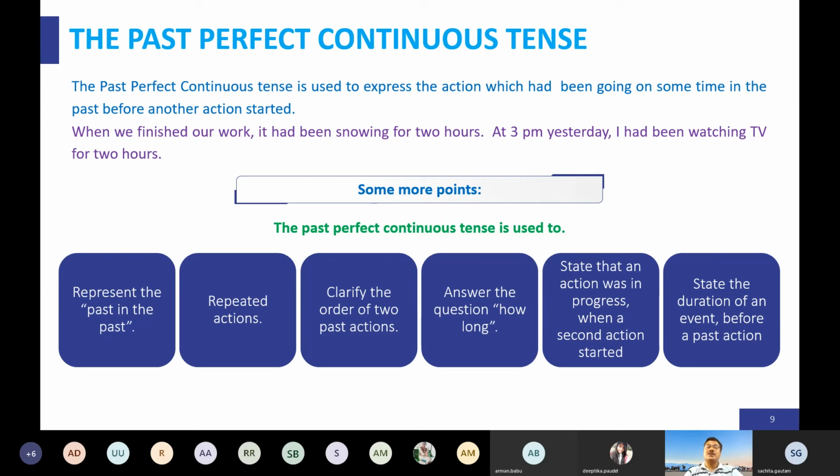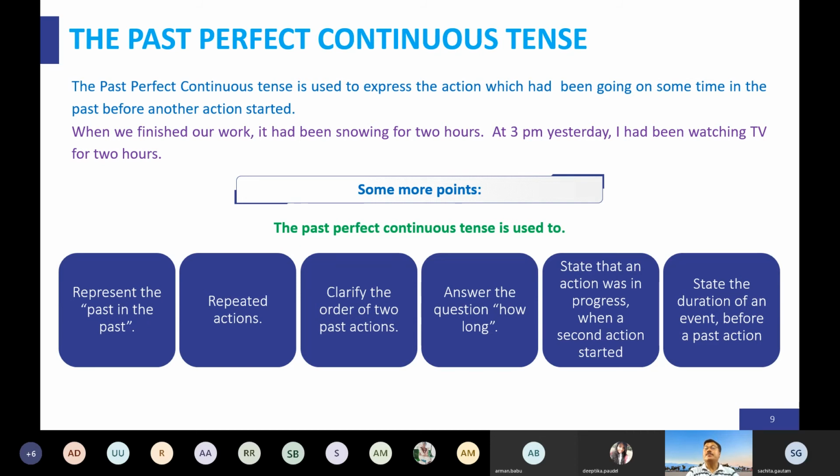To state that an action was in progress when a second action started. And to state the duration of an event before the past action, like I had been watching TV for 2 hours. The duration before this time. So these are some of the situations where we use the past perfect continuous tense.